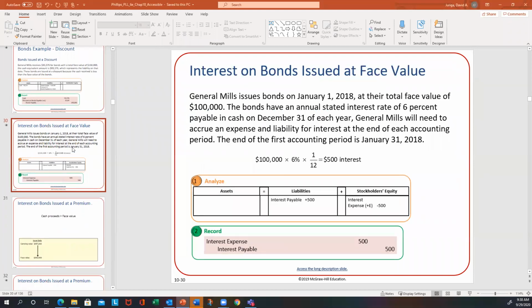Now, the next issue to deal with is once you've actually issued these bonds, how do you come up with the interest? So again, we'll start with the face amount bonds. Pretty simple.